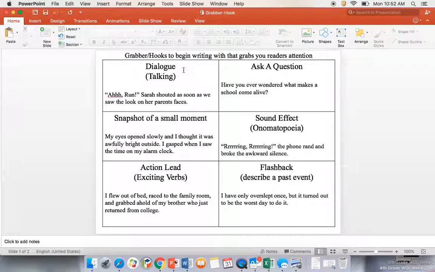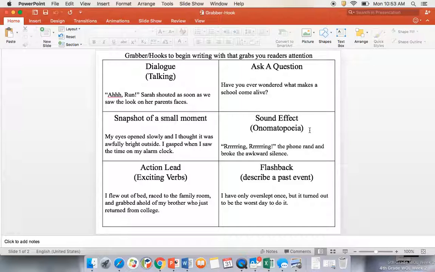You could do dialogue. So this is more for stories, but you could start yours off as a research team talking to each other. And dialogues where you're just having people talk back and forth. Asking a question. You could ask a question of your reader that makes them think, oh, I want to be able to answer that question. You could make a snapshot of a small moment. So kind of like I did where I talked about the animal's spots and claws. It's a snapshot of it.